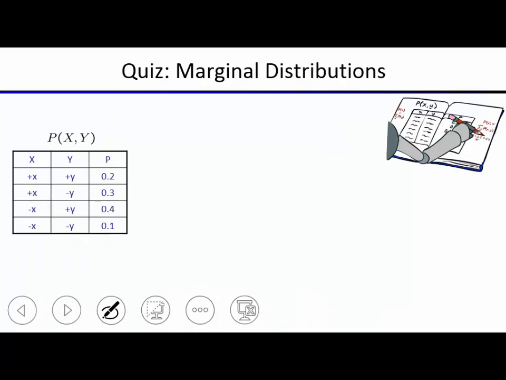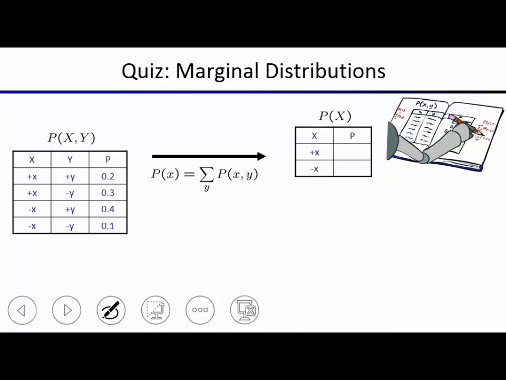Okay, let's do a quick quiz on this. Here is a joint distribution. We're interested in the marginal over x. What will it look like? Well, this is the type of calculation we do. Plus x: sum over all rows where we have plus x, independent of what value y takes on, which is the first two rows, so we have 0.5. And then we can take a shortcut for the second one. We know that this table has to sum to 1. It's a probability distribution, so without even looking at the original table, we know this will also be 0.5.